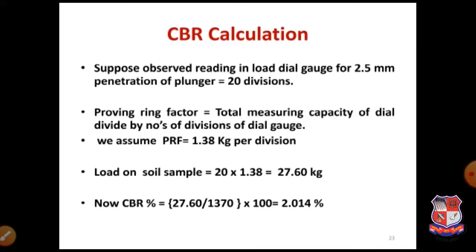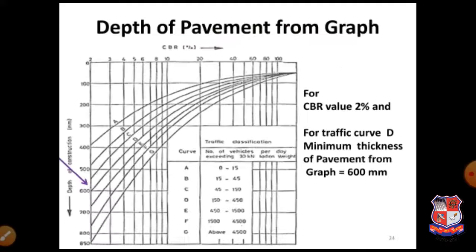Now CBR percentage is the load on the soil sample divided by the load on standard rock. For 2.5 mm penetration, the load on standard rock is 1370 kg. So the CBR percentage is 2.014%.